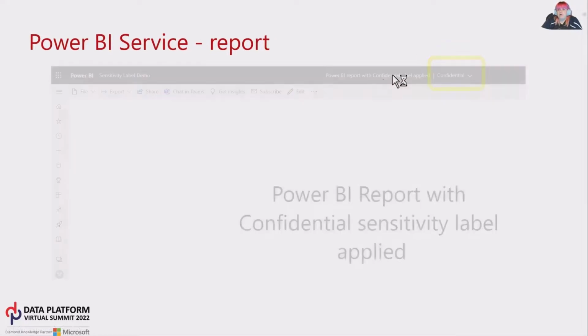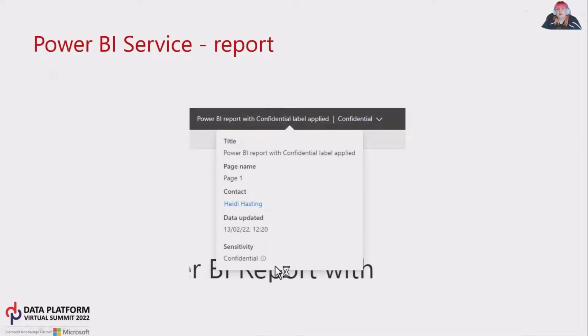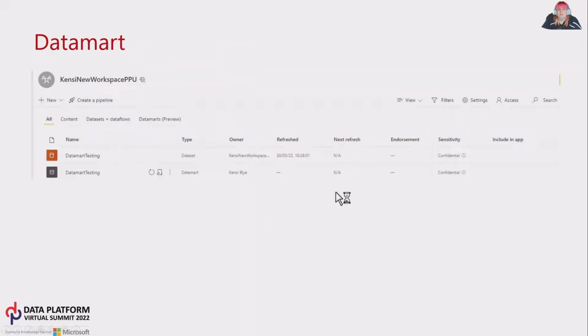So if someone's going into a report, they get a direct link straight in, they'll still see the sensitivity label on the report itself. When we look at data marts, as with the other types, we can see the sensitivity label in the list view. But the other thing to be aware of is, when you create a new data mart, the menus for creating a data mart don't have the sensitivity label.